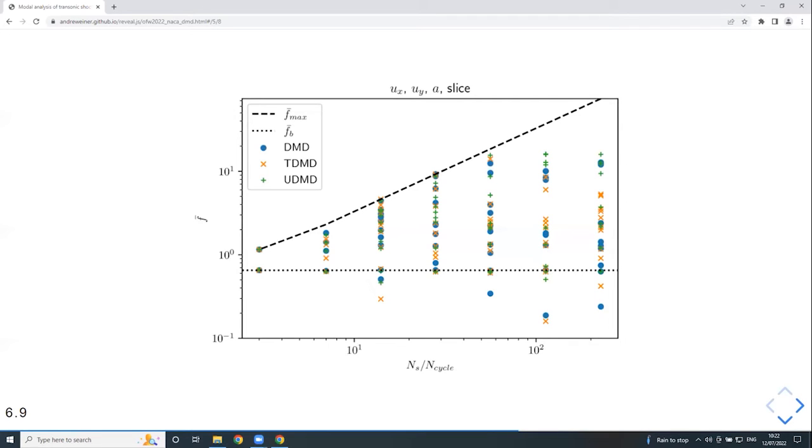What you see here is that, for example, the dotted line indicates the buffet frequency. Even if you have very few samples, we can still capture this frequency quite well. But if we look at the modes at higher frequencies, you see that they are clustering up at the upper theoretical bound of the frequency due to the Nyquist criterion. Probably you have some kind of aliasing effect, where the high frequencies are flipped over into another region. So you will get modes associated with the wrong frequency.